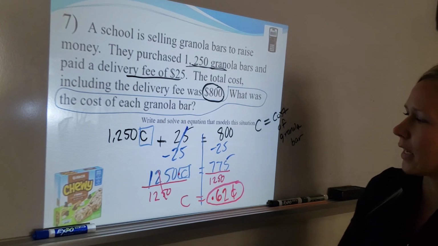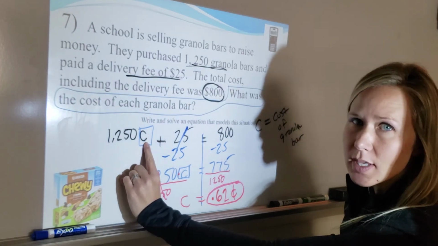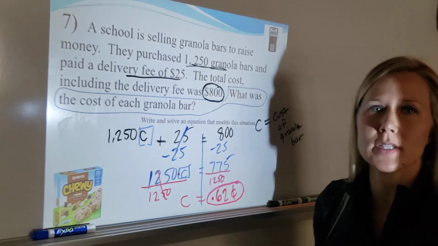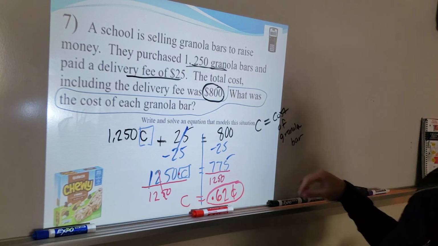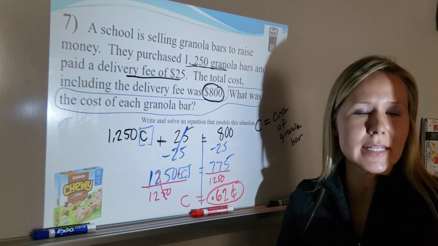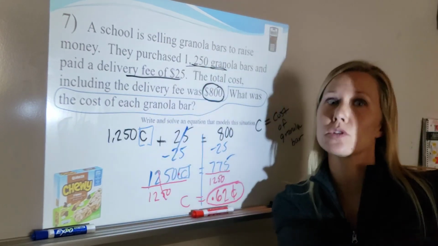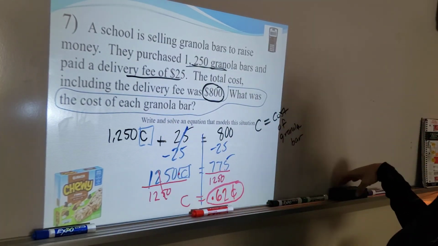And I can go back and plug it back in here: 1,250 times 62 cents plus the $25 delivery fee to see that it equals the 800. Okay, so that's how we would set up a two-step equation. I would suggest drawing blank lines, thinking about what do I pay for? This plus this plus this equals the total. It just is helpful, and you always should define your variable before you start off.